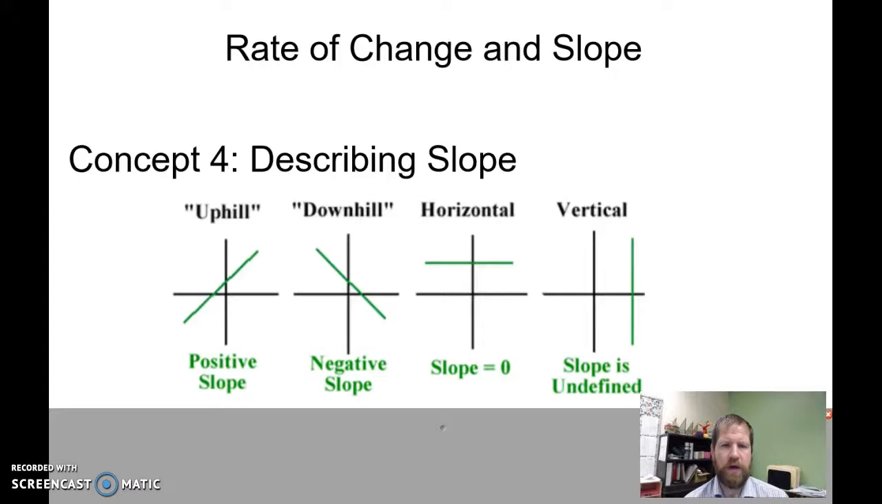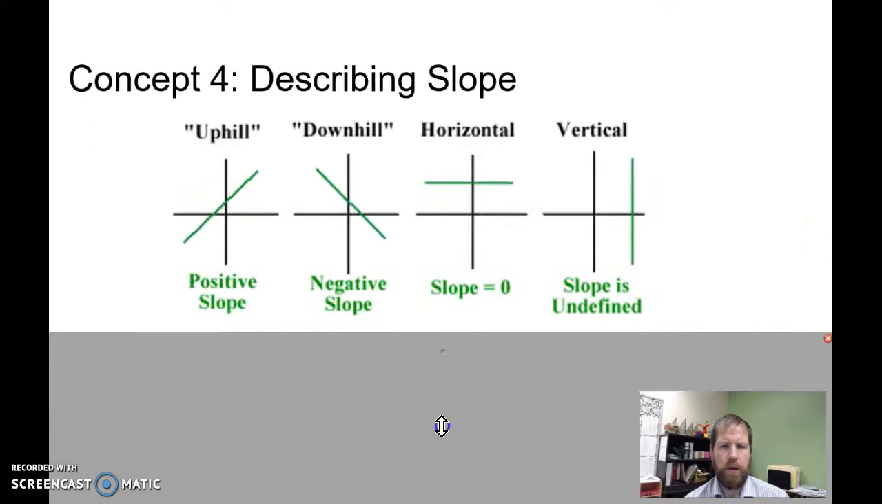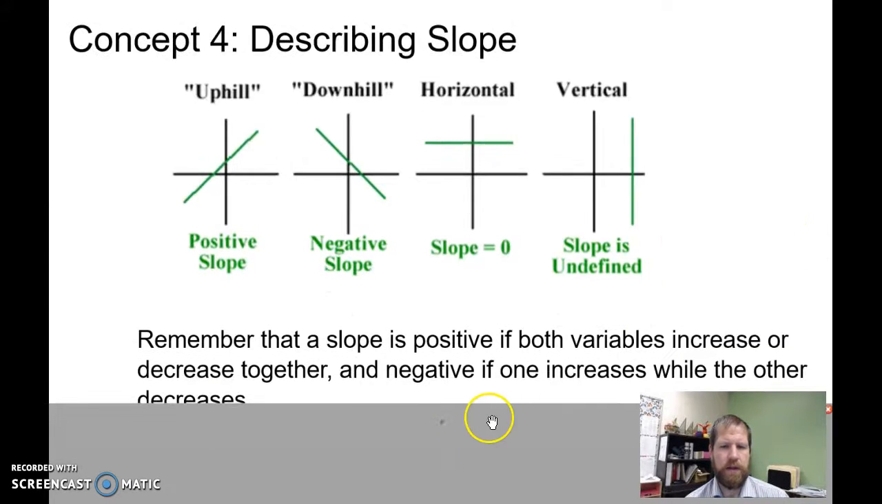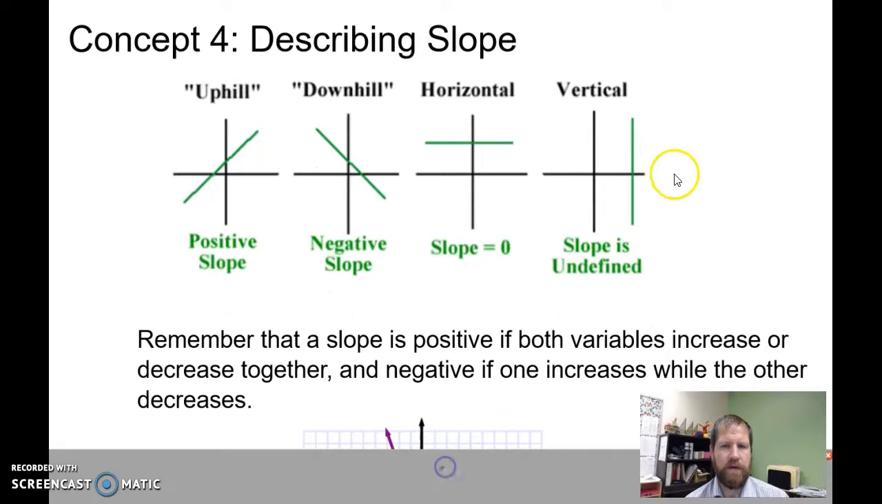Concept 4, describing slope. So there are four kinds of lines, four kinds of linear equations. Okay, you're going to have one that goes up and to the right. So when x increases, y is increasing. Okay, that's called a positive slope or an uphill. And if you find the slope, it is a positive number. Okay, your fraction will be positive.